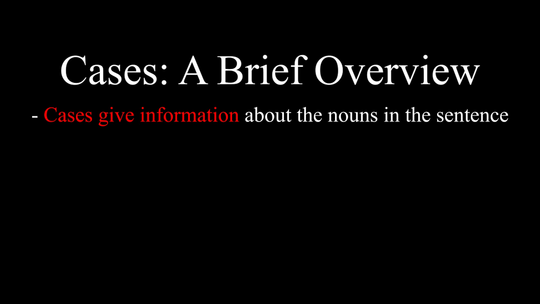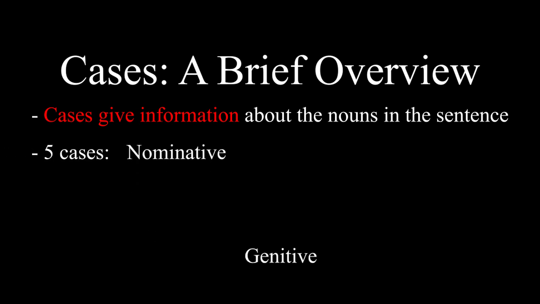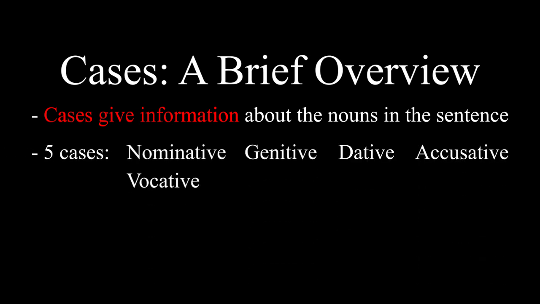I just mentioned cases. What are they? I won't go too much into them, but since I mentioned them earlier, I will give a brief explanation. Each noun has a case, which is an aspect of the noun showing what it means in the sentence. There are 5 cases: nominative, genitive, dative, accusative, and vocative.